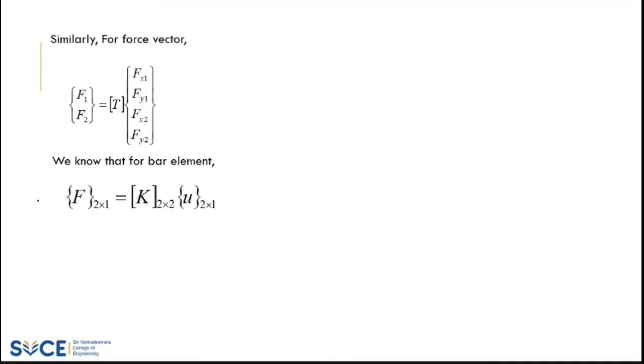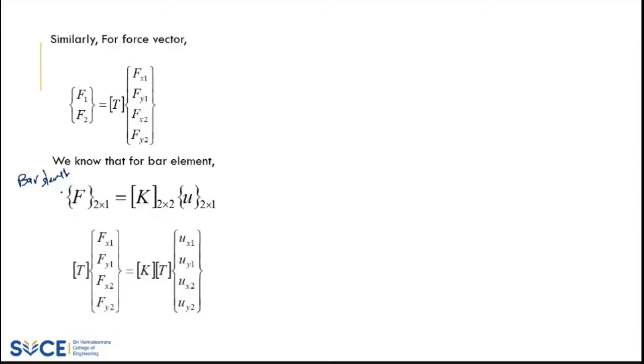This is for the bar element. But now it is a truss element. What has happened? It is changed like this. So the F matrix is something like this: T into Fx1, Fy1, Fx2, Fy2 is equal to K and U, which is 2 cross 1. What is U? It is T into U, the same. My aim is to identify this K matrix.